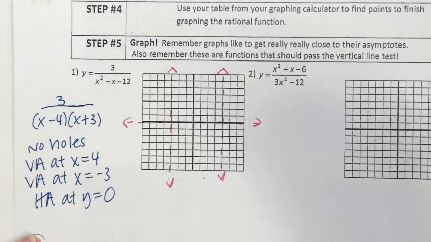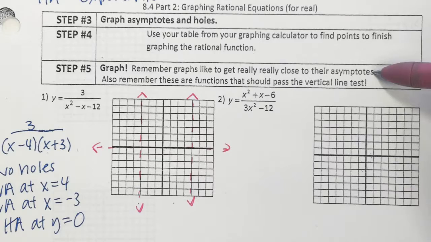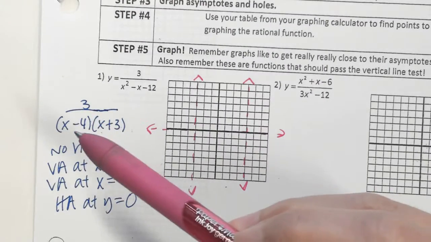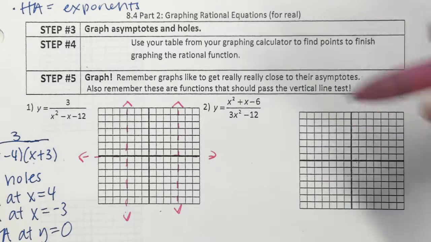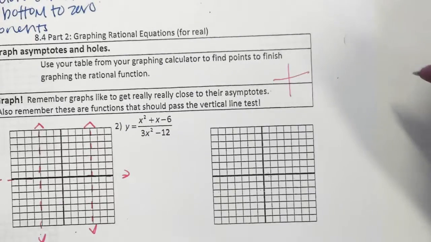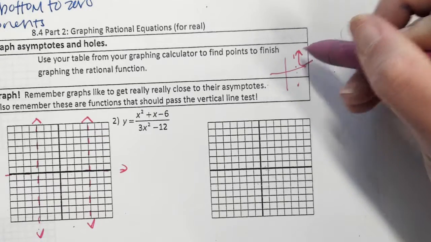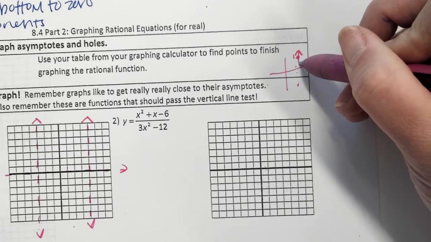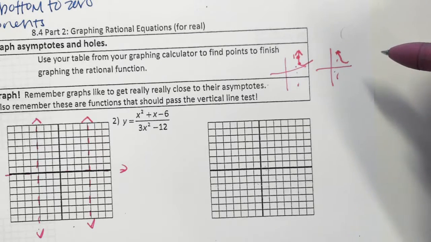Now, pay attention to step 5 before we use our graphing calculator. It says, remember, graphs like to get really, really close to their asymptotes. That means they will never touch them. They cannot touch the asymptotes because it's undefined there, right? We have 0 on the bottom. And remember that these functions should pass the vertical line test. So when we draw these functions, you don't have to draw this part. And there's a vertical asymptote here. Your function should not look like this because this is not going to pass the vertical line test, right? Because it would cross here and here. So make it look like when it's approaching your asymptote that it's not a straight line. Does that make sense?